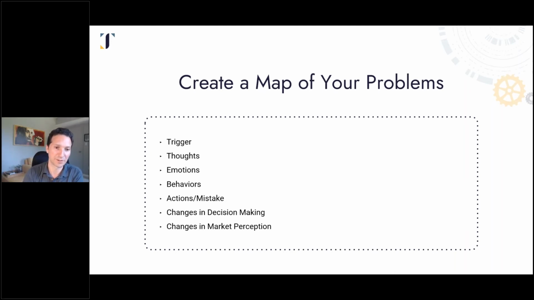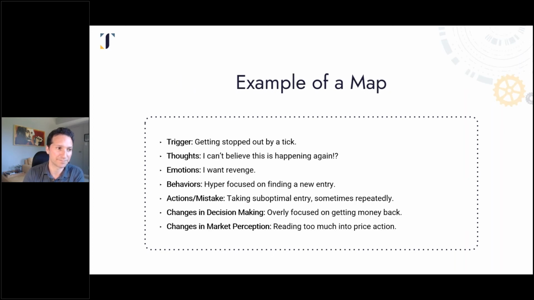All right, let me just give you an example here. This is kind of a basic one, but the trigger is you get stopped out by a tick. The thought is, I can't believe this is happening again. So unlucky. How could this happen? So what happens? The emotion is, I want revenge.